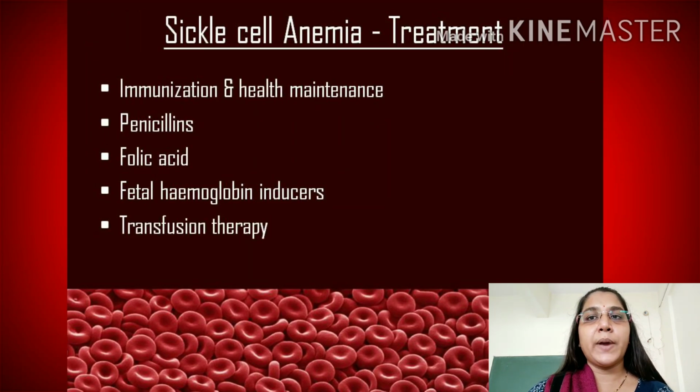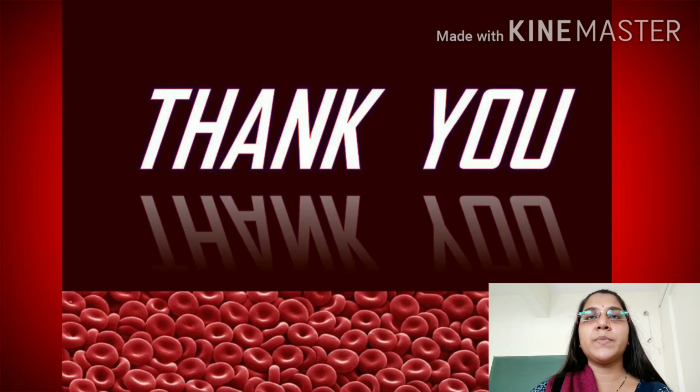Now we will see the treatment aspect. The first one is immunization and health maintenance. The second one is penicillin, which can be given as an infection fighter, especially in patients with asplenia. Folic acid can be given as a supplement to increase hemoglobin formation. Some hemoglobin inducers, fetal hemoglobin inducers, are given. And another is transfusion therapy, which can be given to severely anemic patients with severe sickle anemia. So this is about the treatment aspect of sickle cell anemia.